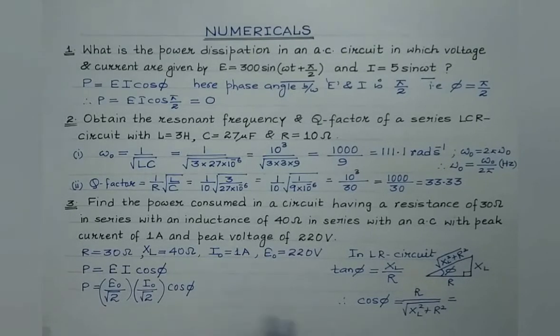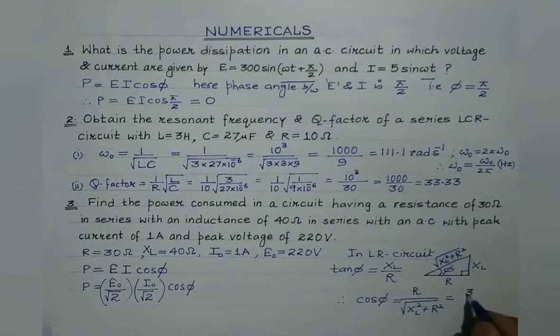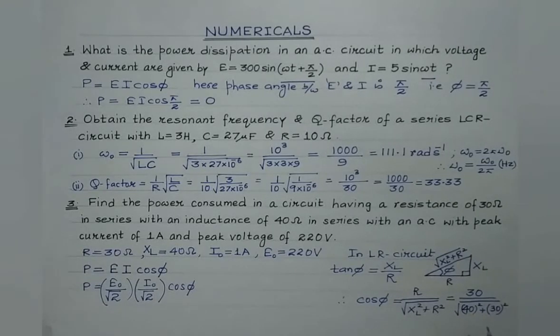So let's substitute the value. The value of R is given to be 30 divided by square root of XL square. So it will be 40 square plus R square, that is 30 square. So square root of 40 square plus 30 square, that will give us 50. 30, 40, 50, they are the Pythagorean triplet. So what we get is cos phi is equal to 30 divided by 50, or it is equal to 3 by 5.